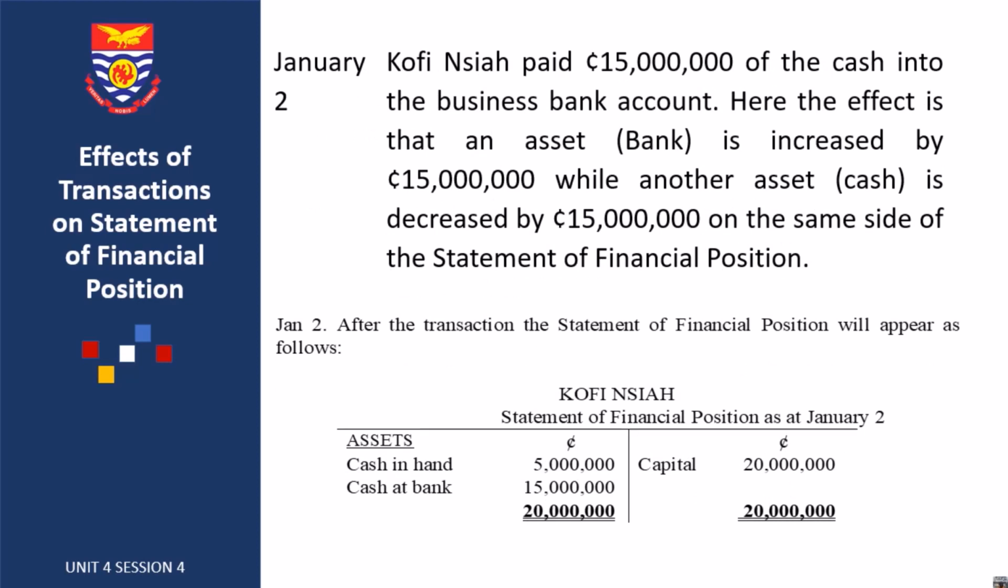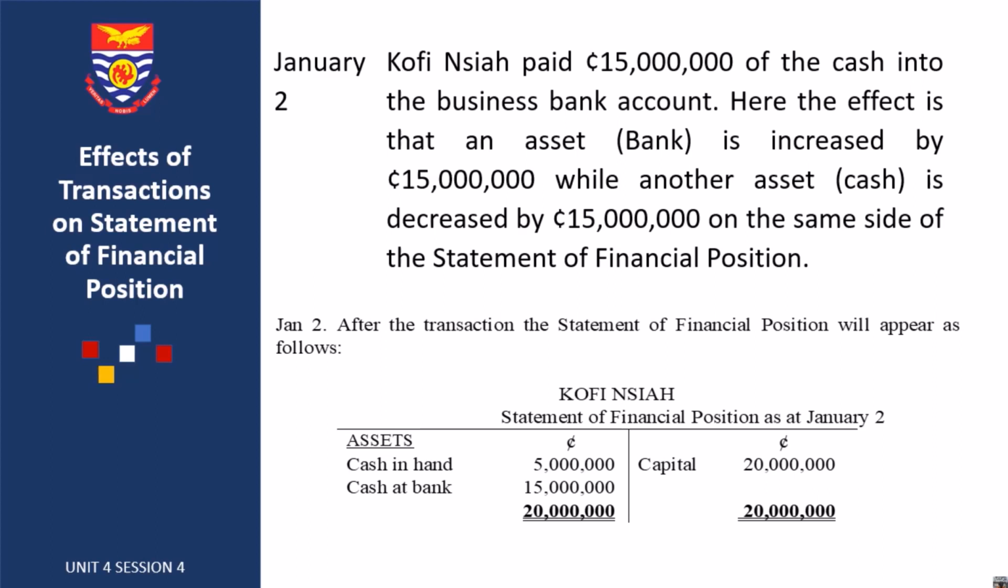Let's look at this other transaction. Kofi Nsia paid 50 million Ghana cedis of the cash into the business bank account. Here the effect is that an asset, bank, is increased by 50 million Ghana cedis, whilst another asset, cash, is decreased by 50 million Ghana cedis on the same side of the statement of financial position. After the transaction, the statement of financial position will appear as follows.